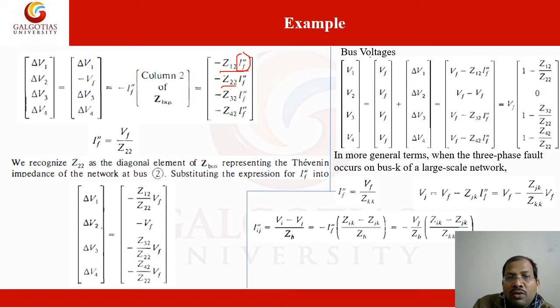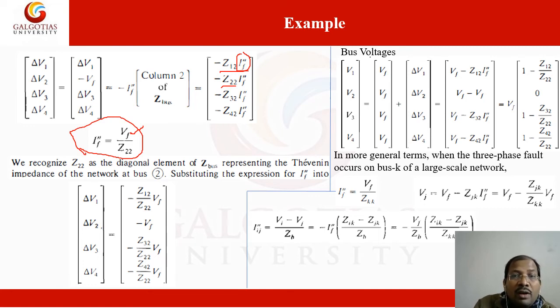So you know VF, just before the fault, what is the voltage? We can calculate the fault current using this. This VF is nothing but the Thevenin's open-circuit voltage, and Z22 is the Thevenin's impedance. So using Z bus, we can obtain the fault current very easily. And the change in voltages, we can calculate ΔV1, ΔV2, ΔV3. After calculating this fault current, we can put it here and get the change in voltage at all the buses.